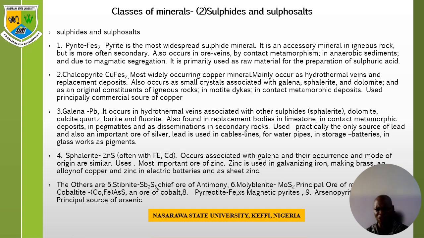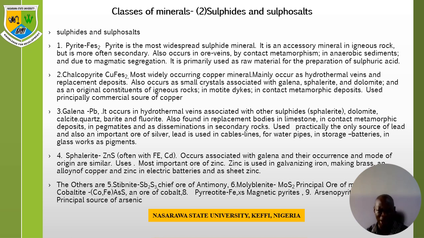Then the classification based on sulfides, which is the second one. There is pyrite. Pyrite is the most widely spread sulfide mineral. It is an accessory mineral in igneous rock, but is more often secondary. It also occurs in veins, by contact metamorphism, in anaerobic sediments, and due to magmatic segregation. It is primarily used as raw material for the preparation of sulfuric acid.